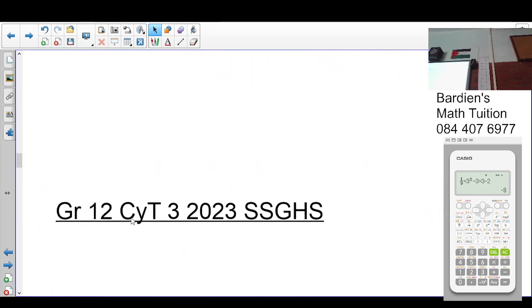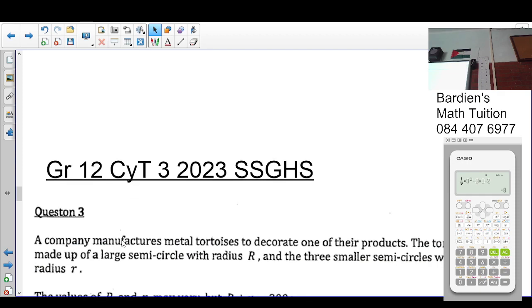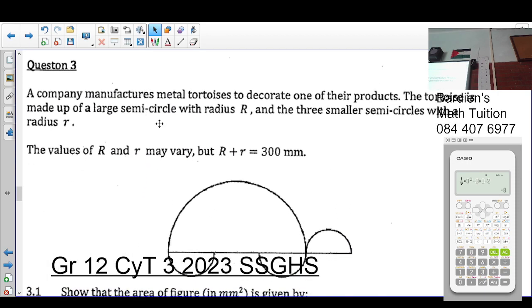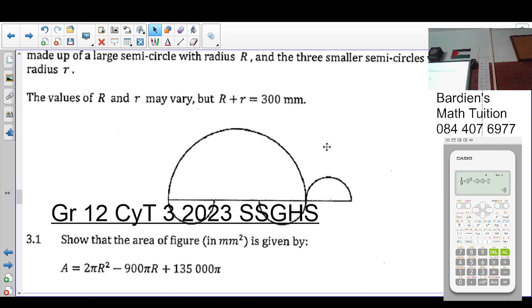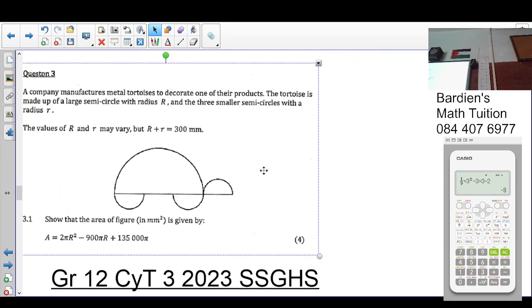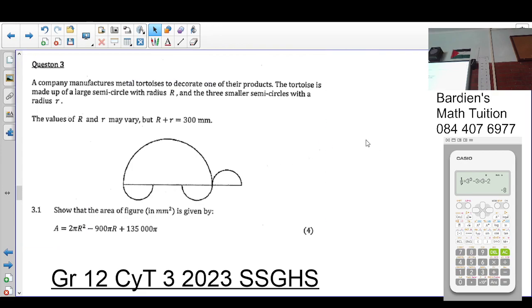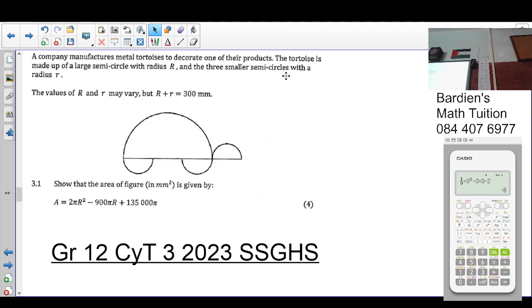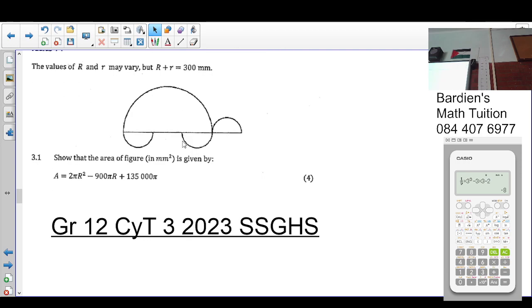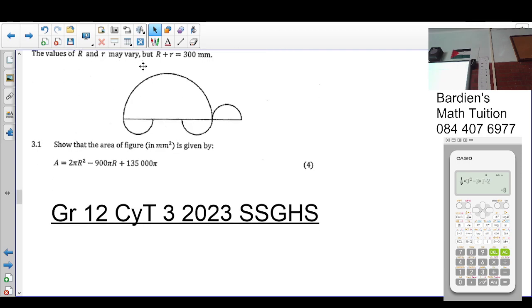Okay. Let's go to the next question. A company manufactures metal tortoises to decorate one of their products. The tortoise is made up of a large semicircle with a radius capital R and 3 smaller semicircles with radius lowercase r. The values of R and lowercase r vary, which means they can change, they're variables, with R plus lowercase r being 300. You see this formula, guys, in terms of capital R.